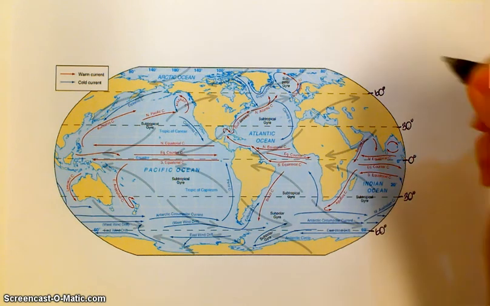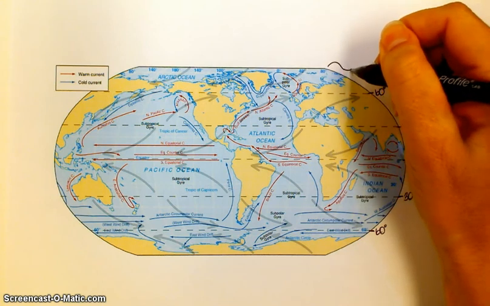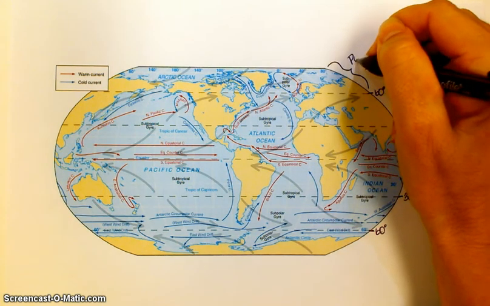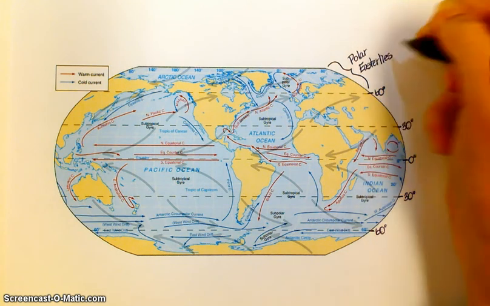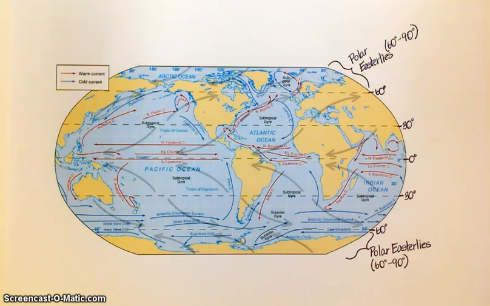Okay? And we know that between the poles and 60 degrees are what's called your polar easterlies. Okay, and on the map that you have, there are some faint gray arrows which represent those winds. So we're going to pause for just a second, and I'm going to draw in or trace over those arrows that show you the polar easterlies. Okay, so I drew in the polar easterlies. Now we're going to look at between 30 and 60 degrees, both north and south. Those are your prevailing westerlies. So we're going to write that in, and we're going to draw those arrows as well.